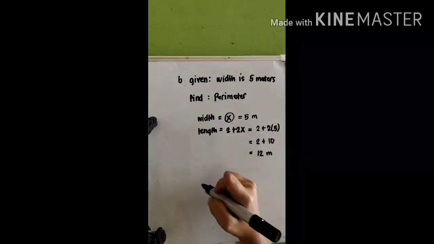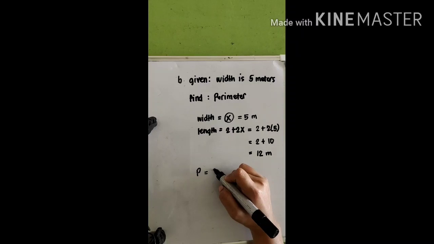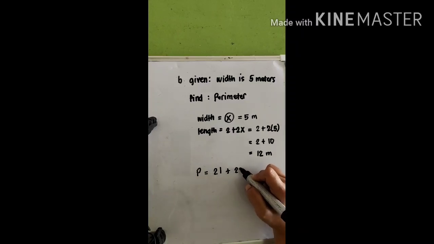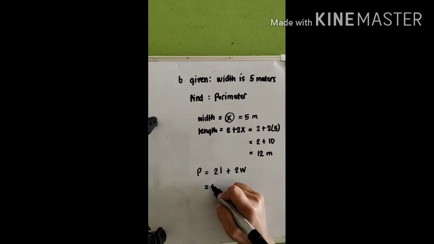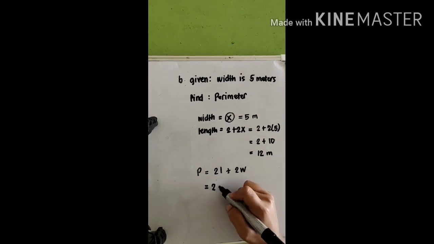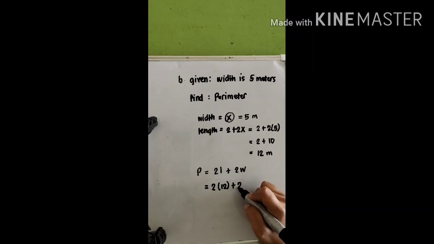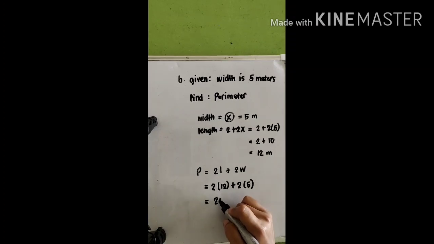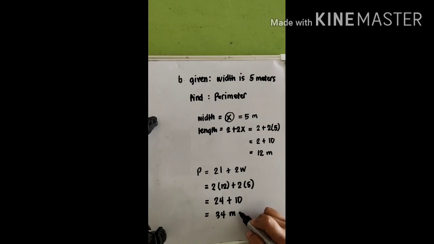So now solving for the perimeter, still we are going to use the formula 2 length plus 2 width. So we have 2 times the length, which is 12 meters, plus 2 times the width, which is 5 meters. So we have 2 times 12, that is 24, plus 2 times 5, that is 10. So 24 plus 10, that is 34. Of course, don't forget the unit of measurement, meters. So the perimeter of a rectangular pen, whose width is 5 meters and whose length is 12 meters, is 34 meters.